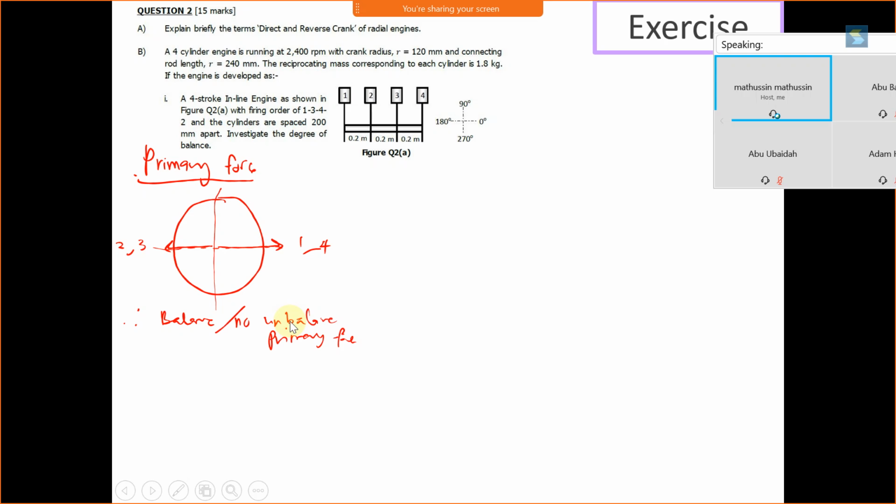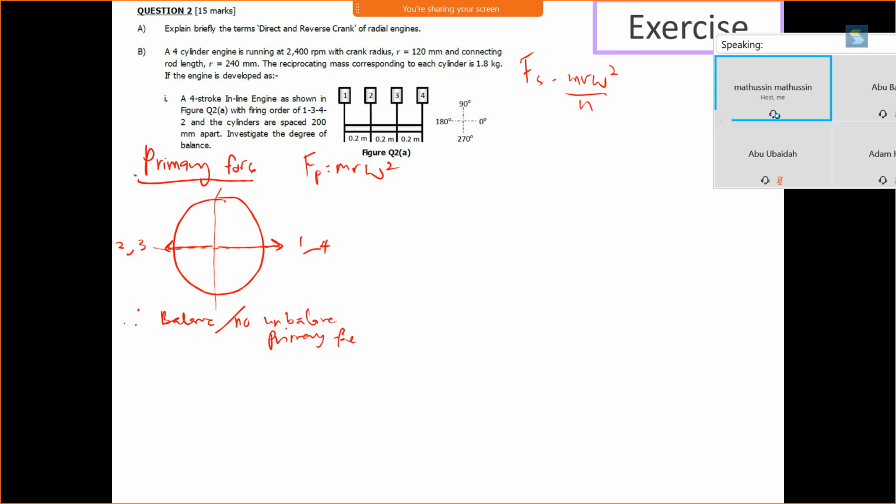Okay, number 2. What is our formula for primary force? F equals mr omega square, isn't it? Mr omega square for primary FP. For secondary F, it should be mr omega square over n. Okay, over n.